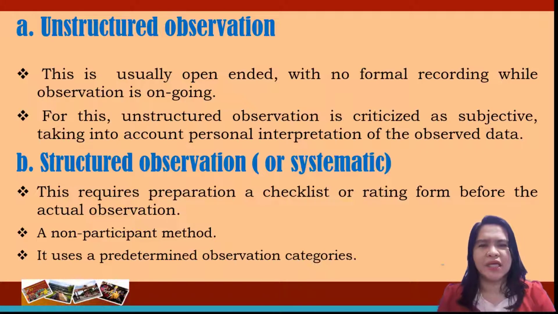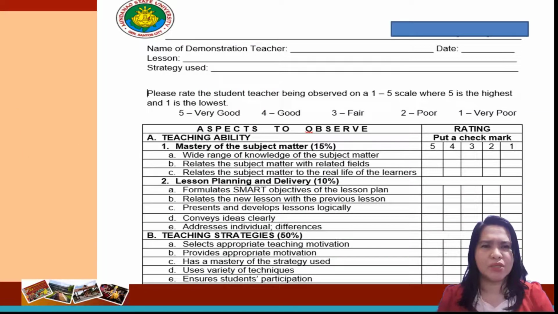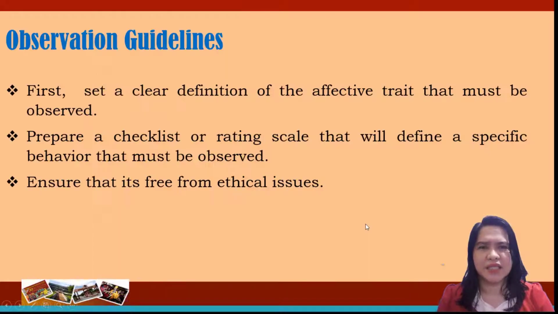For instance, in MSU, when we conduct a demo teaching observation, an evaluation sheet is provided. In the rating scale, the evaluator will simply give ratings based on what was observed. Here are the guidelines in doing the observation. First, set a clear definition of the affective trait that must be observed. Second, prepare a checklist or rating that will define a specific behavior that must be observed. Third, ensure that it is free from ethical issues.